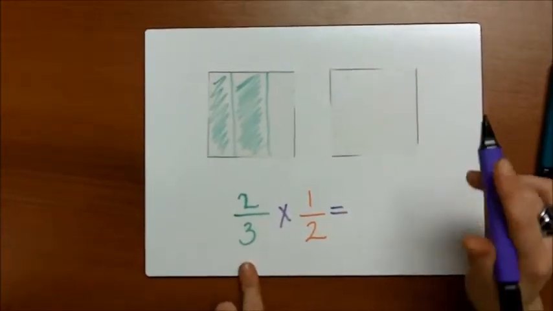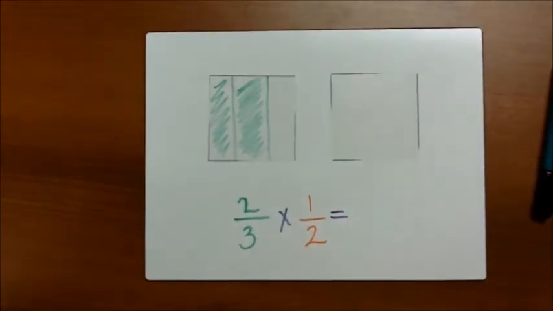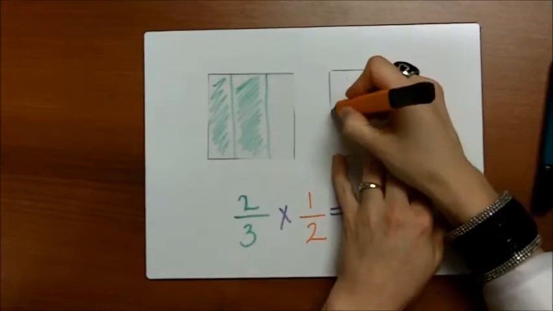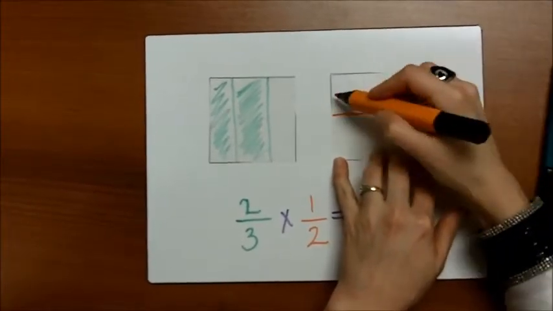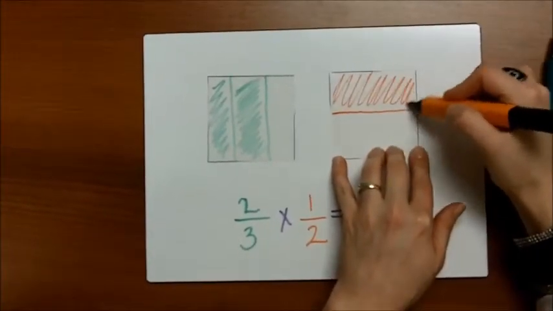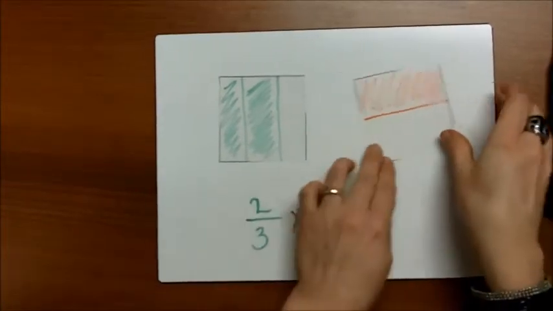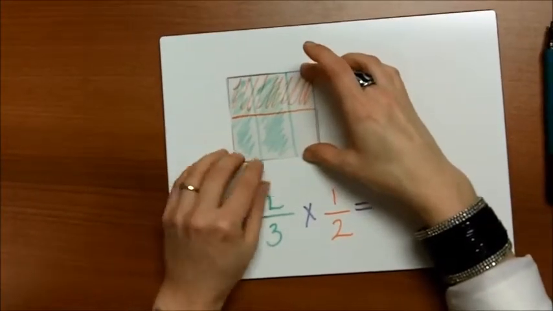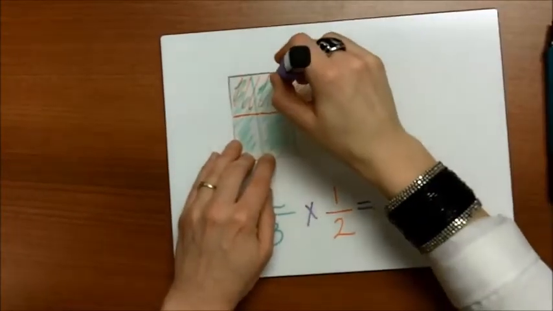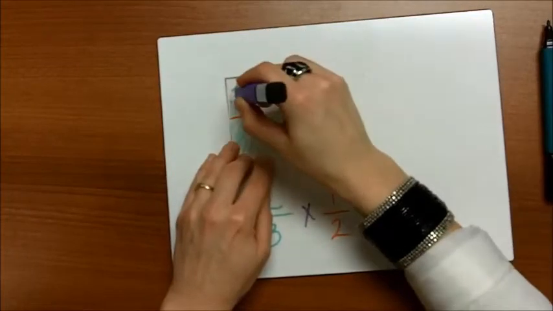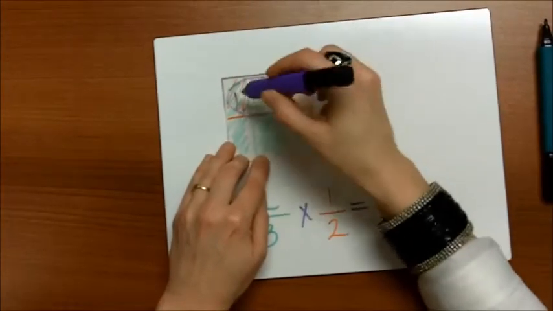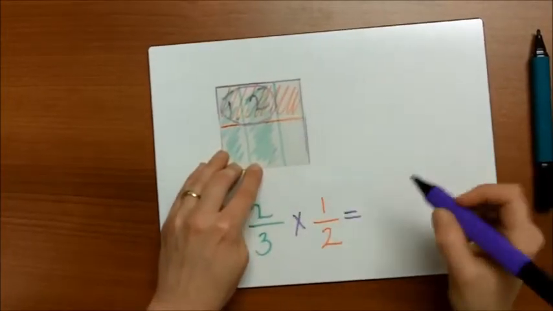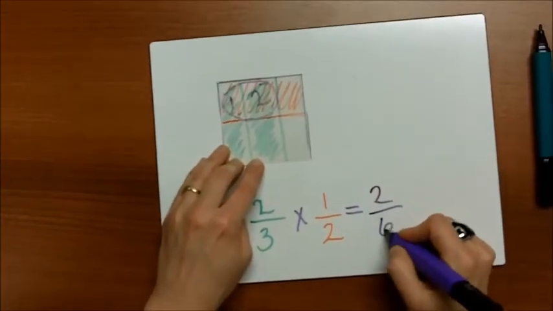So I've represented 2/3 with this square, and now I want to represent 1/2 with this square, but I'm going to draw my line in a different direction and shade in 1/2, because when I put the 2 squares together, I now can see my product represented by the area that overlaps. 1, 2 of my 1, 2, 3, 4, 5, 6 pieces. 2 of my 6 pieces.